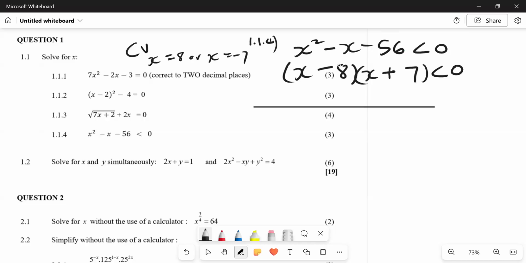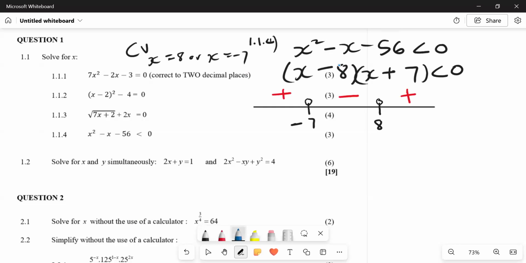And then from here, we have to draw our number line. So you have your negative 7 and your 8. They are not included because there's no equals to there, right? And then the coefficient of x, you have a positive there as well as a positive there, which means positive times positive will give us a positive. So you have to start with a positive here. Alternate negative and a positive.